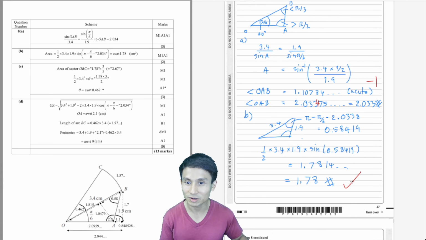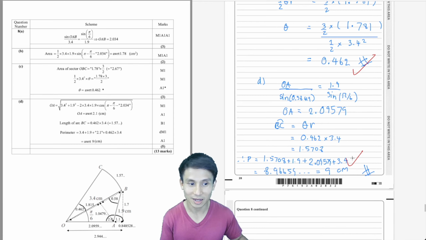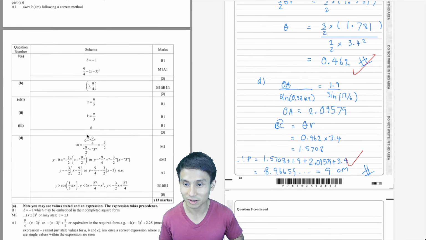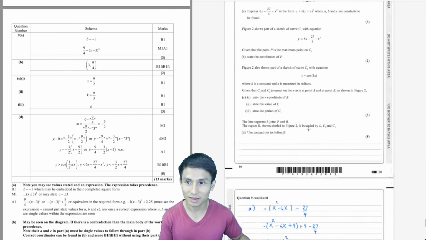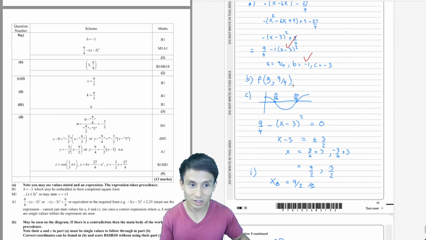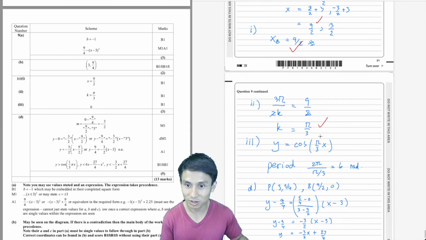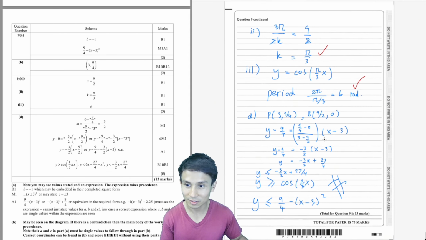And then I got 1.78 here. I got 0.462, and then I got 9 centimeters for the last one. So I'm fine with the others. And then number 9, this is A equals, where's A? B minus 1. Yeah, everything else, I think I'm fine with that. 3, 9/4. And then C is 9/2. Wait, yeah, XB is 9/2, K is pi/3, and that is 6 radians.